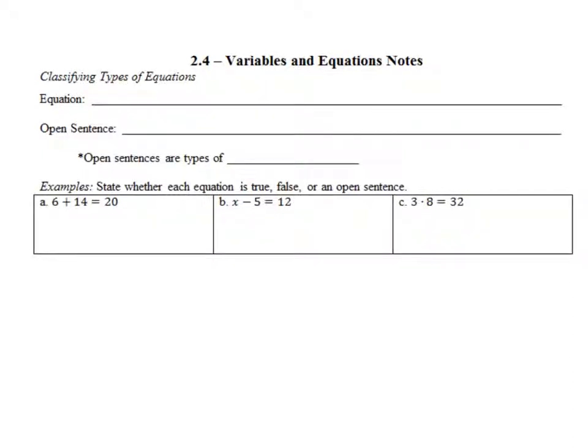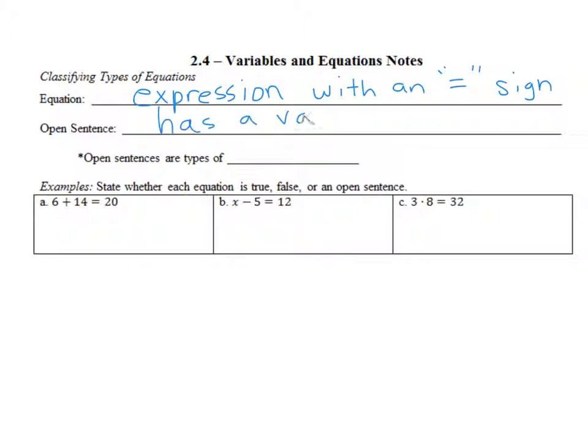An equation is an expression with an equal sign. An open sentence has a variable in it. Open sentences are types of equations.